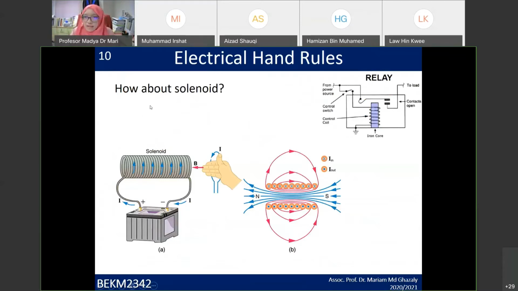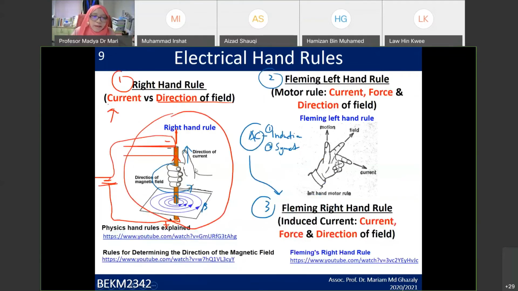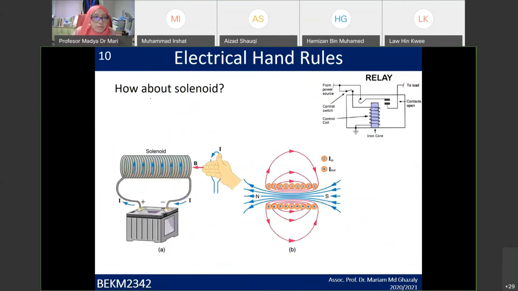Next is how about the solenoid? Solenoid is actually a coil. Imagine that in this slide you have only one wire, like this. But for a solenoid, you have the connection like this, and then we're going to have the solenoid like this. Of course it's going to move in that direction. So this is actually the solenoid in the drawing.